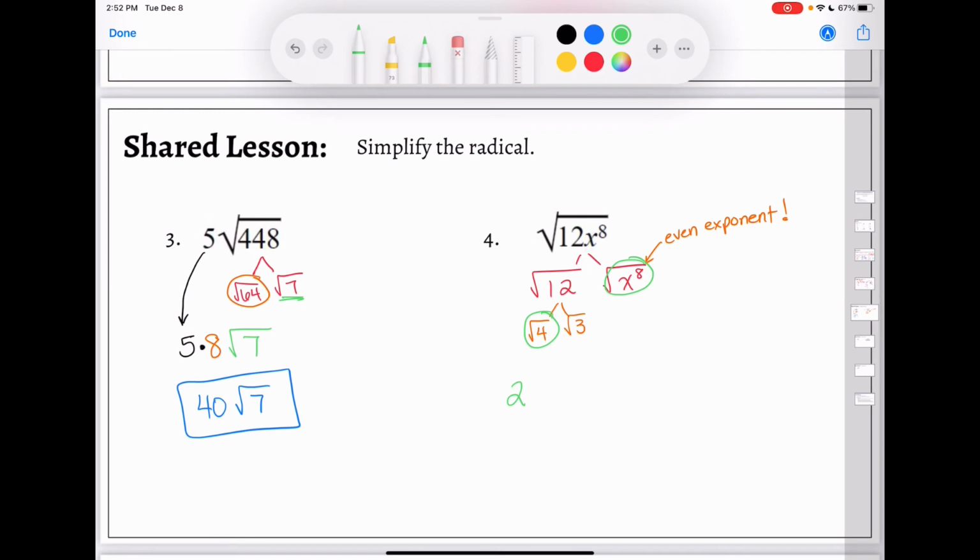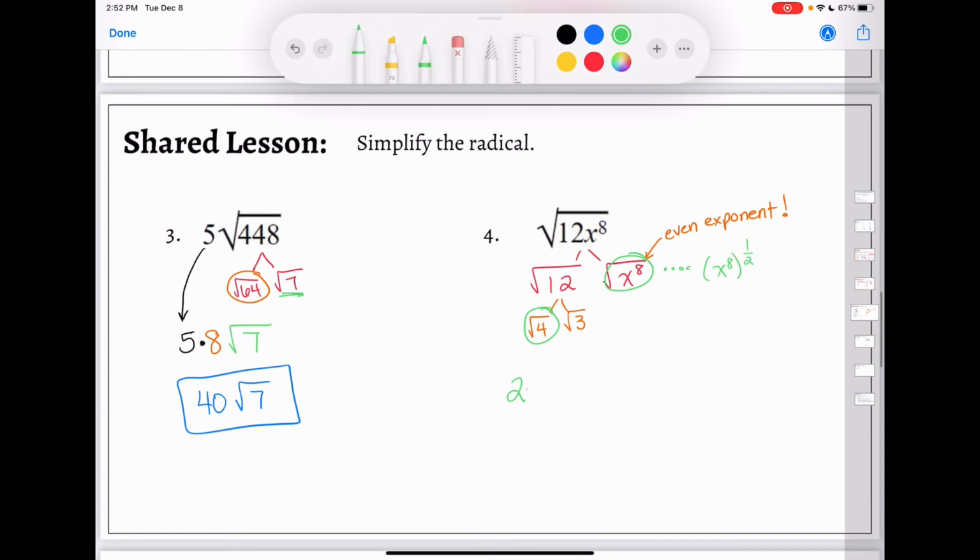Square root of x to the 8th, remember that's where you can really think this is really x to the 8th to the 1/2 power, right? So that becomes x to the 4th. 3 is not a perfect square, so that's what's staying on the inside. So I have 2x to the 4th radical 3 as my final answer for that one.